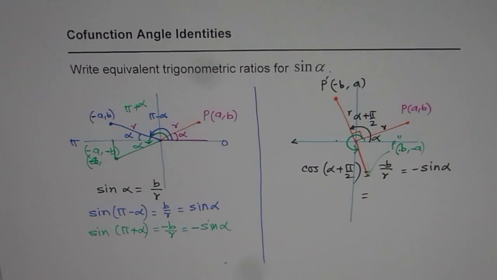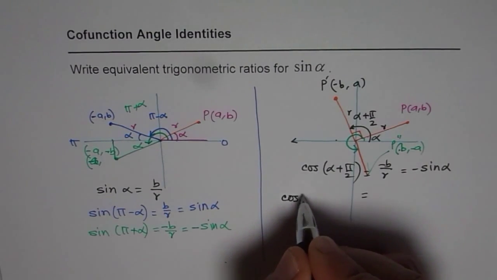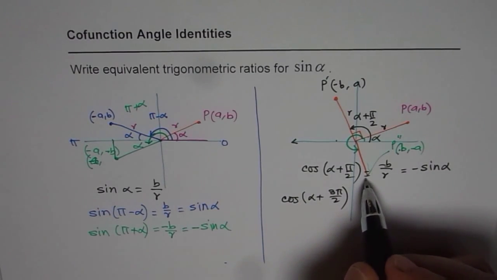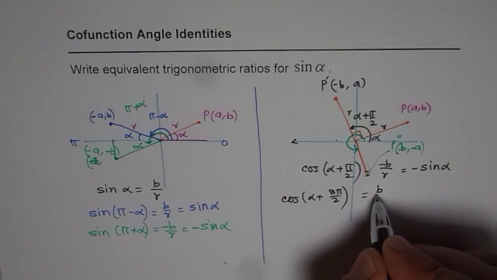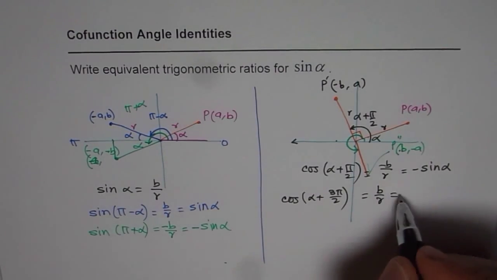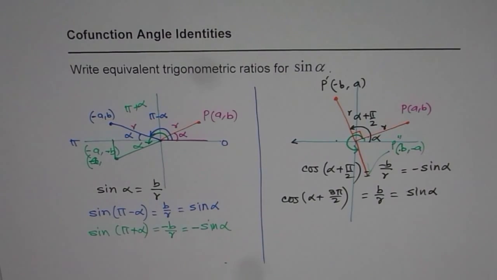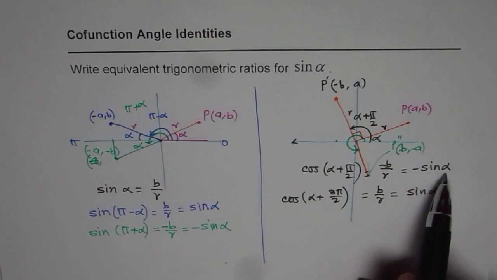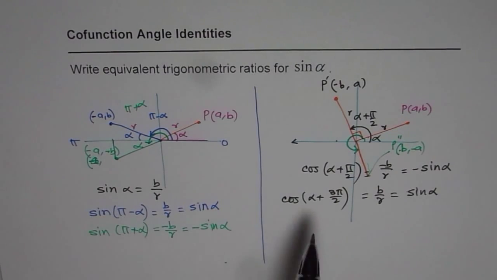So in this case, what is cos of alpha plus 3 pi by 2? It is going to be B over R, which is same as sine alpha. Do you see that? So cos of alpha plus 3 pi by 2 is same as sine alpha. Cos of alpha plus pi by 2 is minus sine alpha. Sine alpha is b over r, as we saw, and sine of pi minus alpha is equal to sine alpha. Sine of pi plus alpha is equal to minus sine alpha. So that is how we can get so many relations.